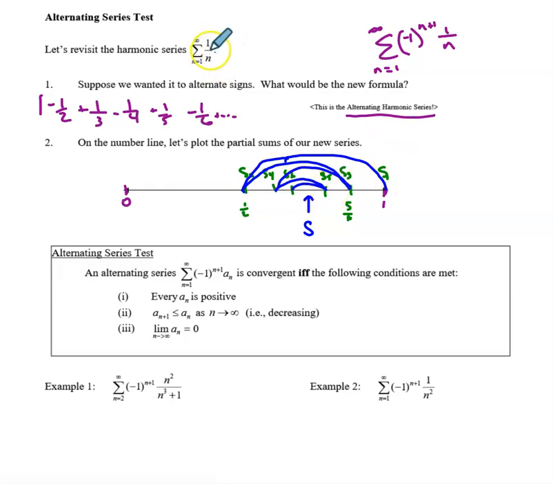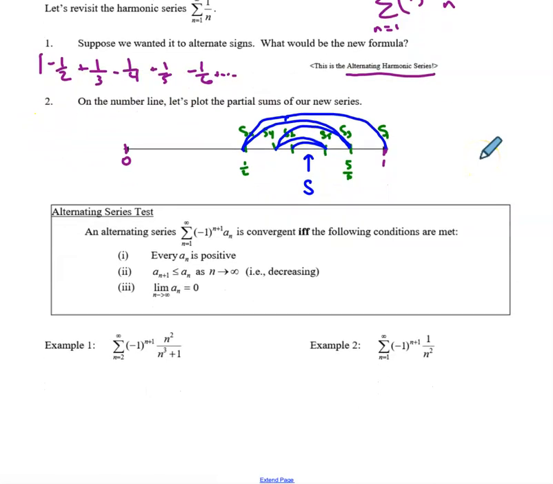So we took a divergent harmonic p-series and we made it into a convergent series by alternating the sign of every other term. So we created what's called an alternating series. And here we'll learn about the alternating series test. And the alternating series test occurs anytime you have an alternator in a series.